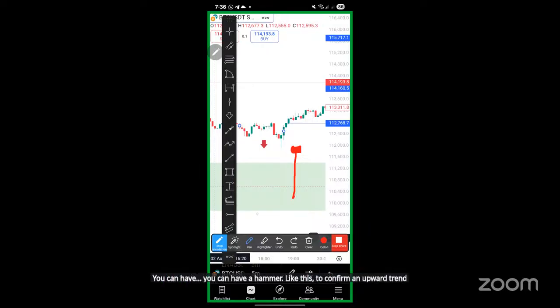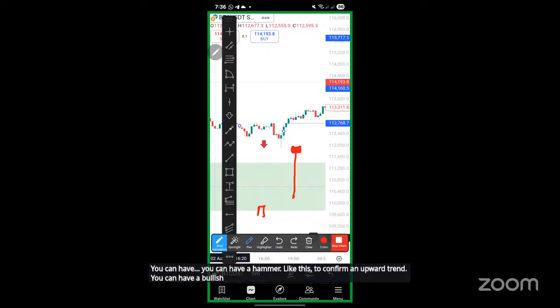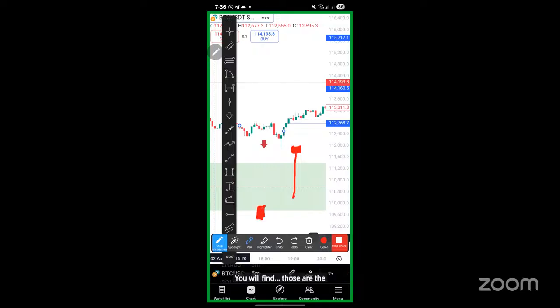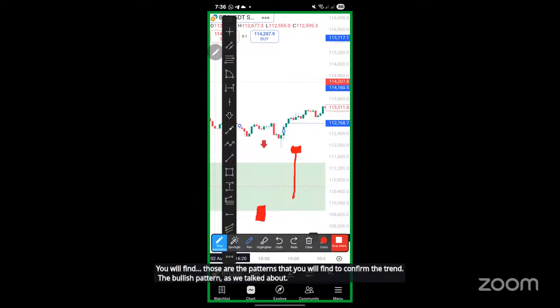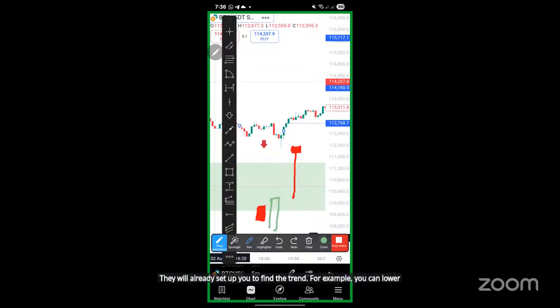You can have a bullish engulfing bar like this. Those are the patterns that you will find to confirm the trend. The bullish patterns we talked about will always help you to find the trend. For example, you can lower the time frame. When you get to a time frame like 5 minutes, like now where we are, we have just found something like a hammer, to confirm that now the trend is changing.